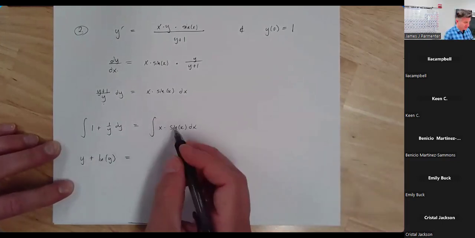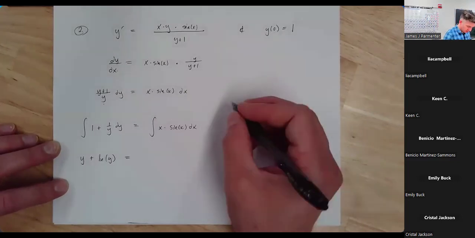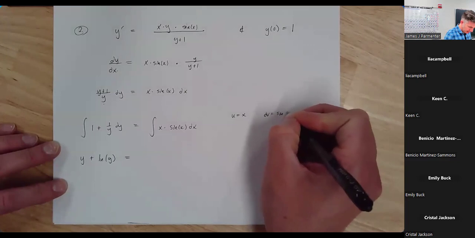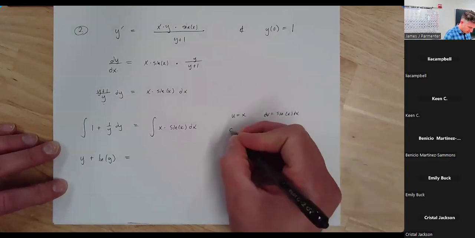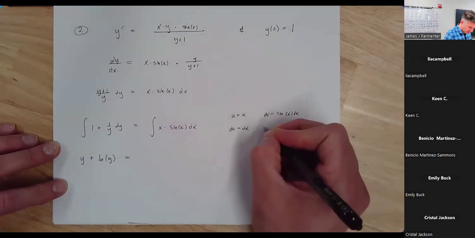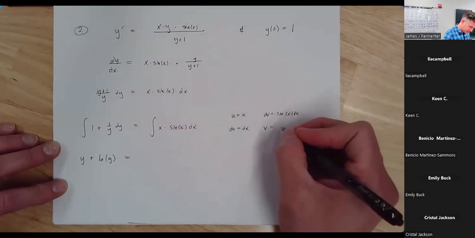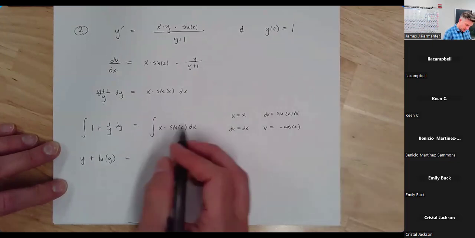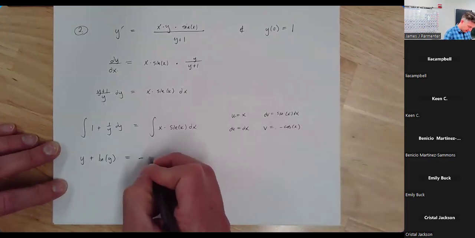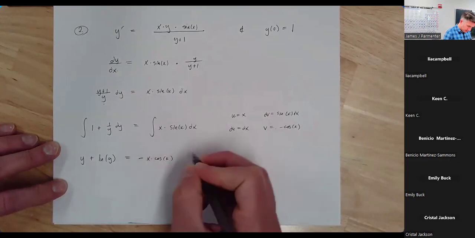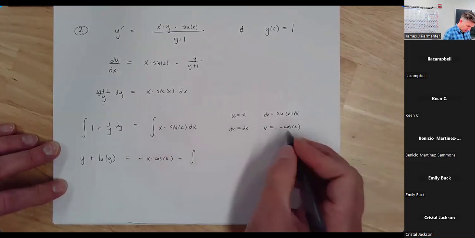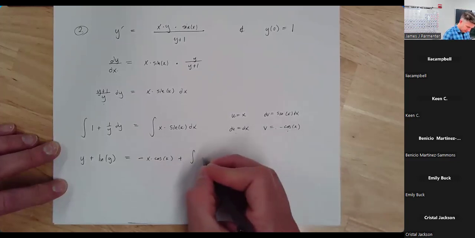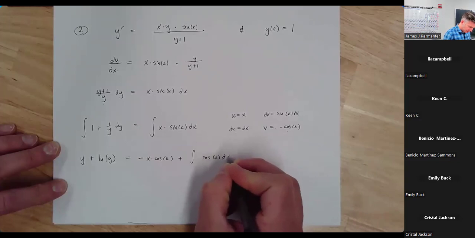And then to integrate this, we have to do integration by parts. So we're going to let u equal x, our dv is sine x dx, our du is 1 times dx, our v is the antiderivative of sine of x, which is negative cosine of x. And so then when we do this, we're going to get u times v, so negative x times cosine of x, minus the integral of v du, which is minus the integral of negative cosine. Let's just make that a plus the integral of cosine of x dx.